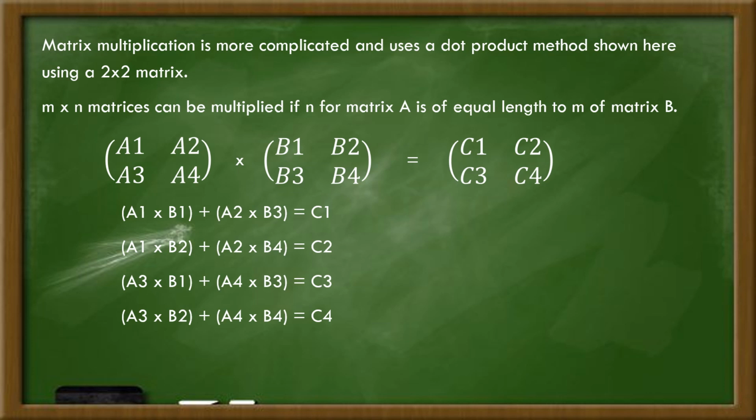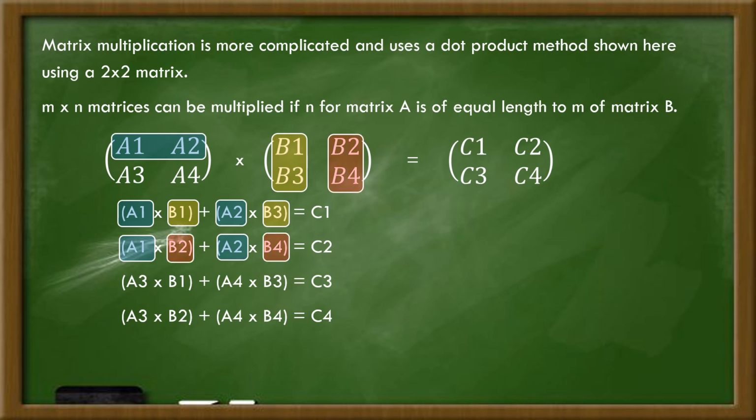The first position of the new matrix C, so position C1, is obtained by adding the products of elements of the first row of matrix A and the first column of matrix B, then repeat with the first row of matrix A, but this time with the second column of matrix B to obtain the value for C2, and so on for the rest of the matrix.